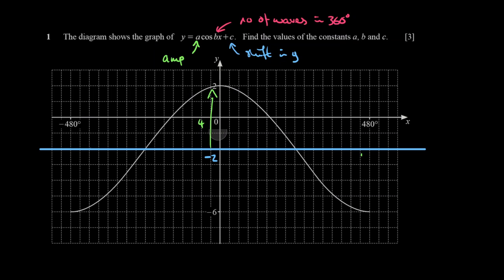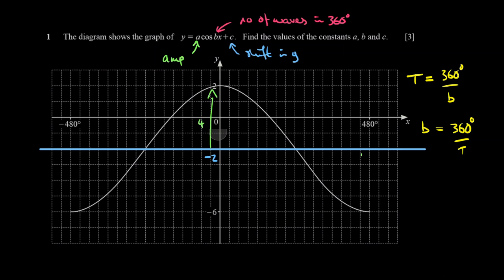What that means, therefore, is we're able to find out the size of each wave, which is what we call the time period, by doing 360 divided by that value of b. Right? So, for example, if we've got cos 3x, it means that there are 3 waves in 360. So each wave is going to be 360 divided by 3. That means that if we want to find b, we can just rearrange this equation. We can get b is 360 degrees divided by t.